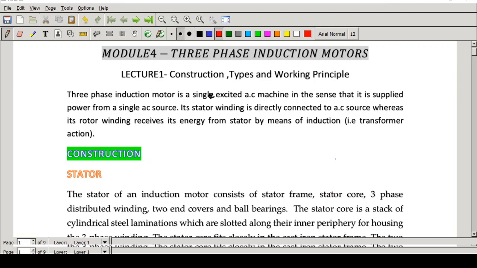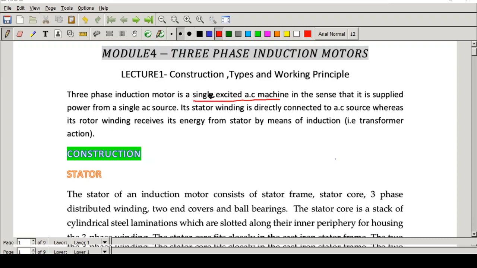Today we will discuss three-phase induction motors. In this session we will discuss the construction of a three-phase induction motor, the types of three-phase induction motor, that is squirrel cage and wound rotor induction motor, and also we will go through the working principle of a three-phase induction motor. To start with, this three-phase induction motor is called a single excited AC machine.